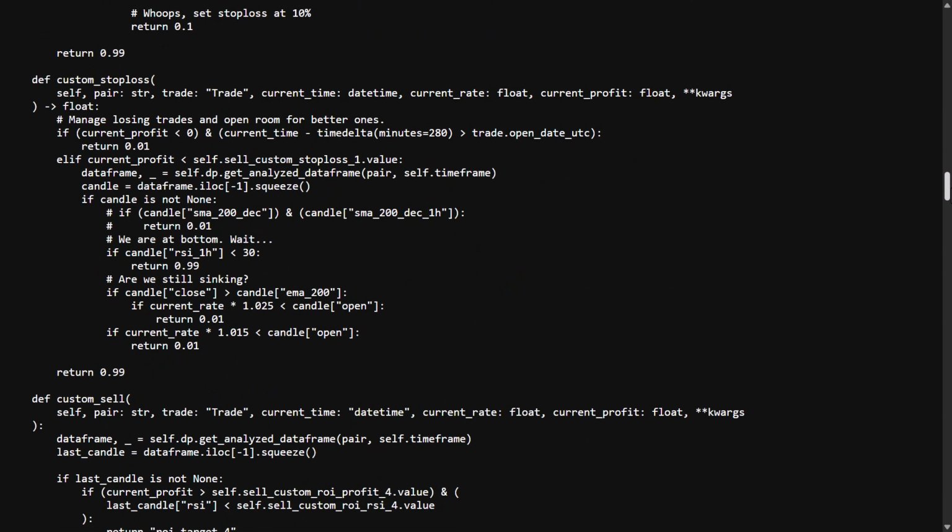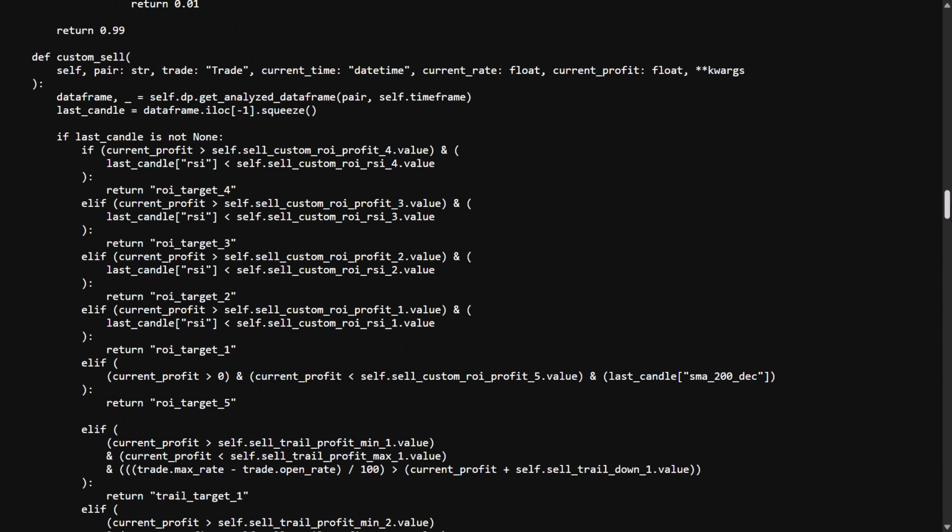The custom stop loss function is the one that is used in the strategy. It will sell if the current profit is less than 0 and the current time is greater than 280 minutes after the trade was opened. And it will also sell if the current profit is less than the custom stop loss value and the 1-hour RSI is less than 30.